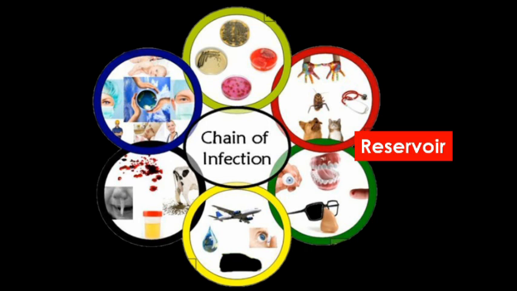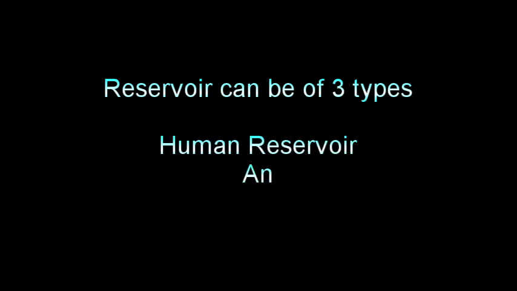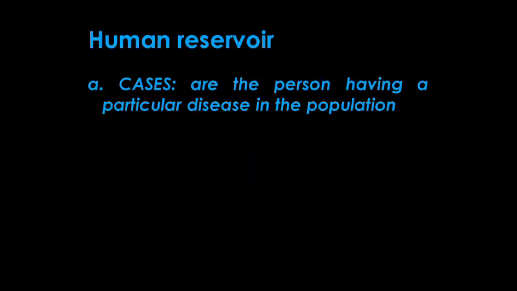So now you would have understood that the reservoir and sources are not always synonyms. Example, in hookworm infection, the reservoir is man, but the source of infection is the soil. The reservoirs may be of three types: human reservoir, animal reservoir, and reservoir in non-living things. Now let's talk about the human reservoir.